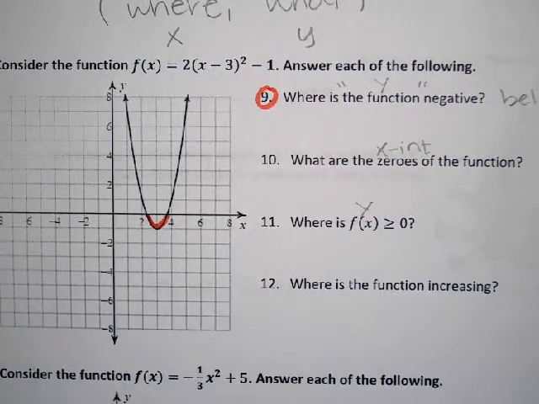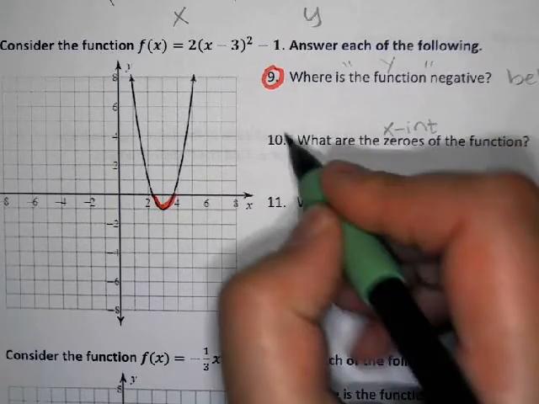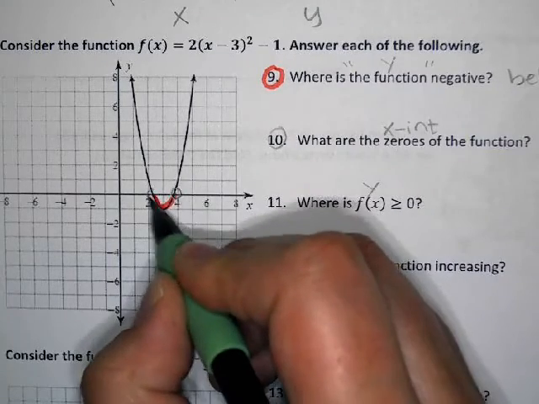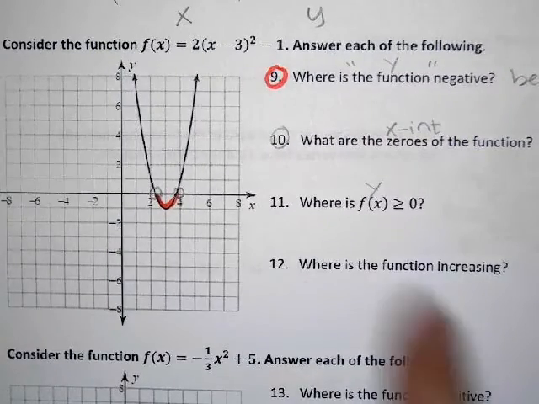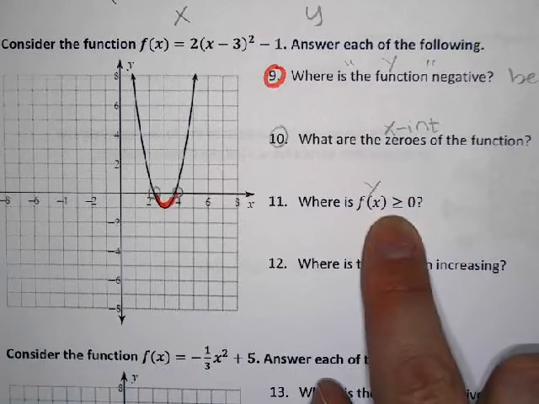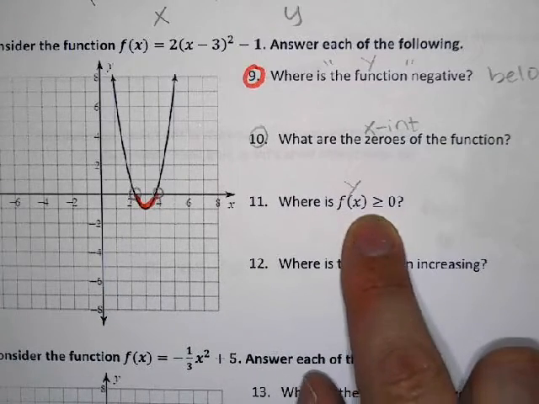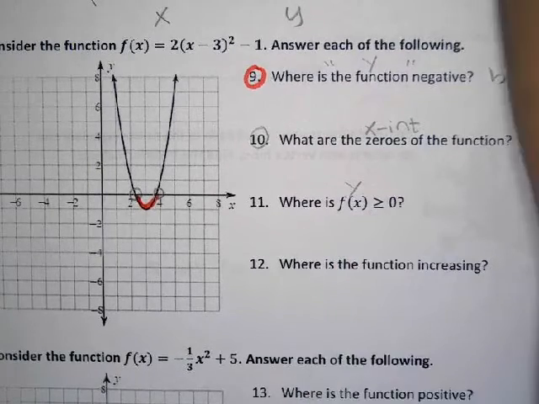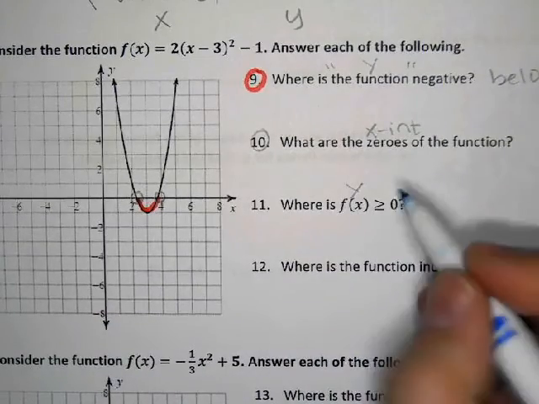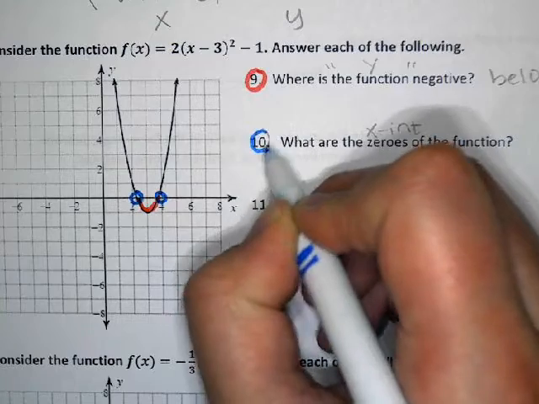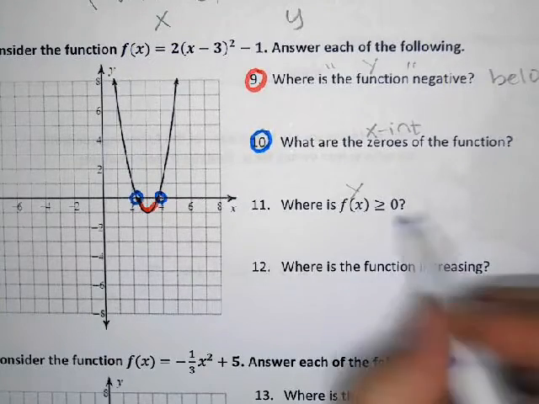What are the zeros of the function? The zeros of the function are the x-intercepts. Those are right here, right? Okay. Where is y greater than or equal to 0? So y equals 0 at the x-intercepts, right? Y equals 0 at the x-intercepts. So I'm actually going to circle this. Let's go ahead and change this. Okay. That's the equal 0 part.